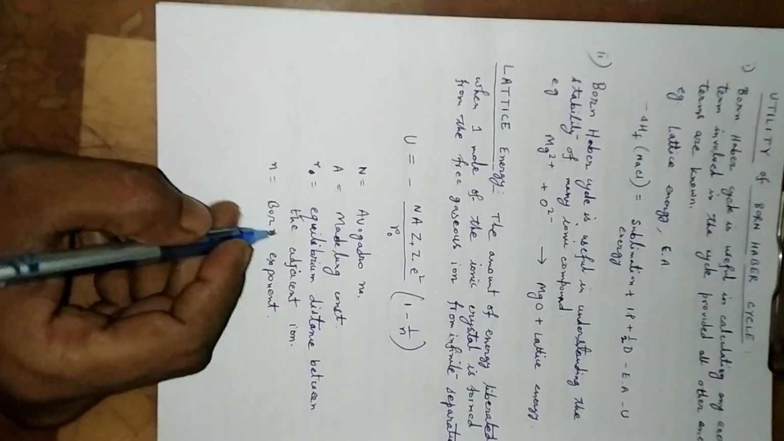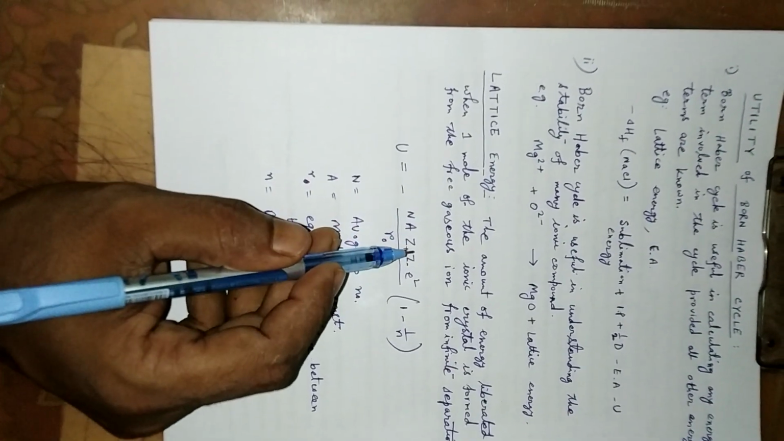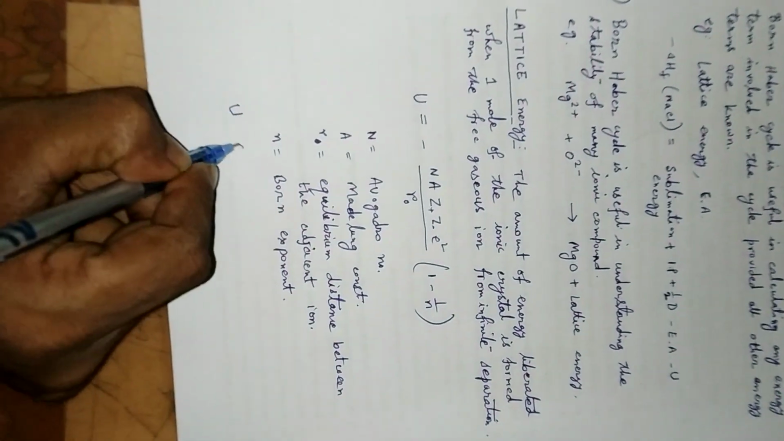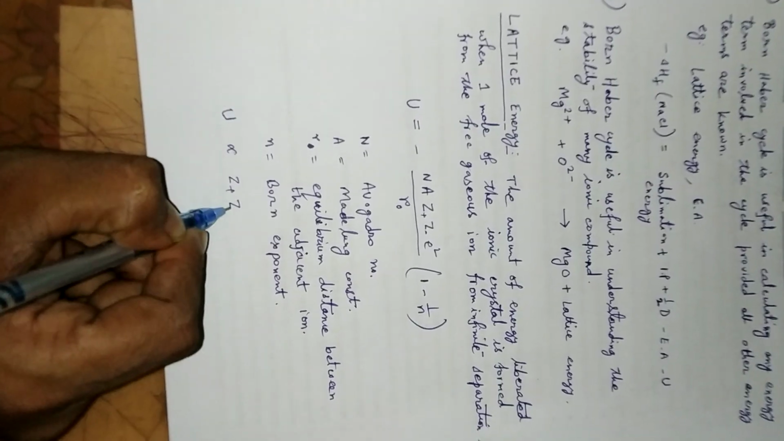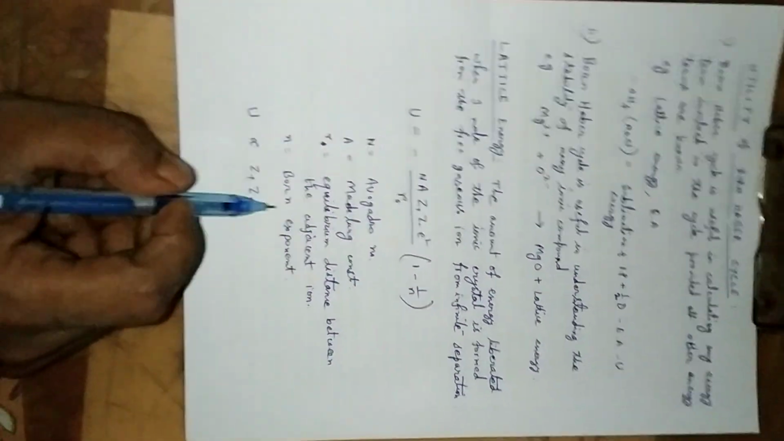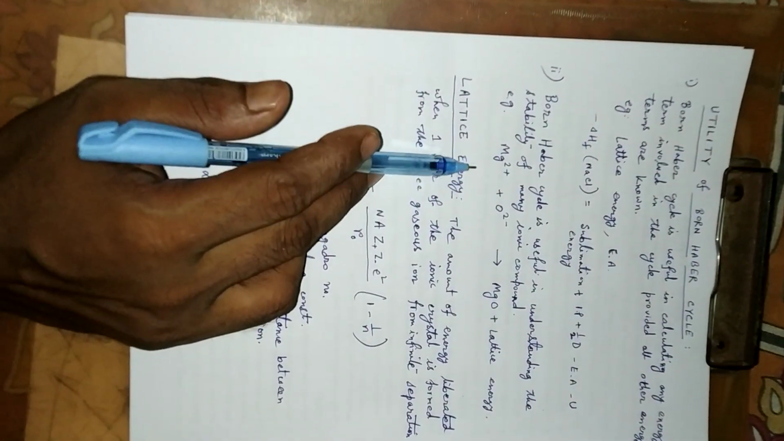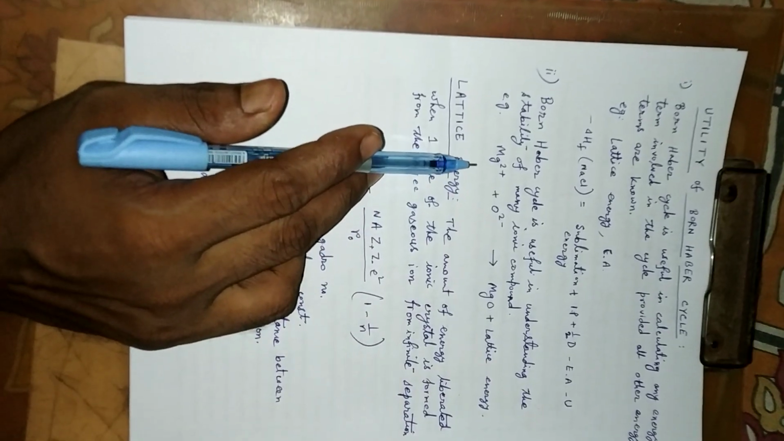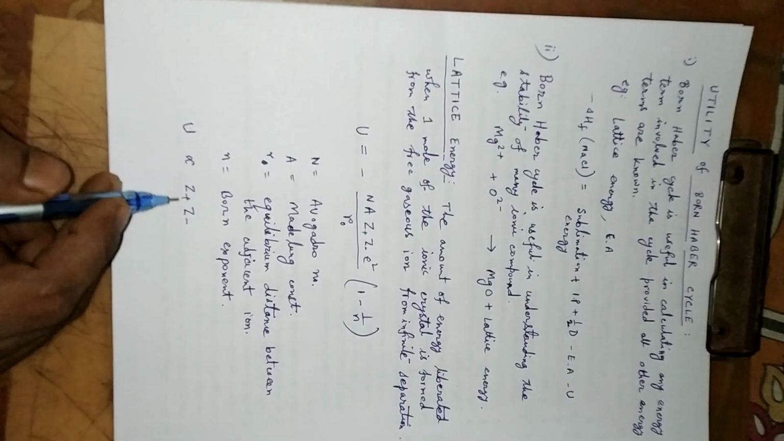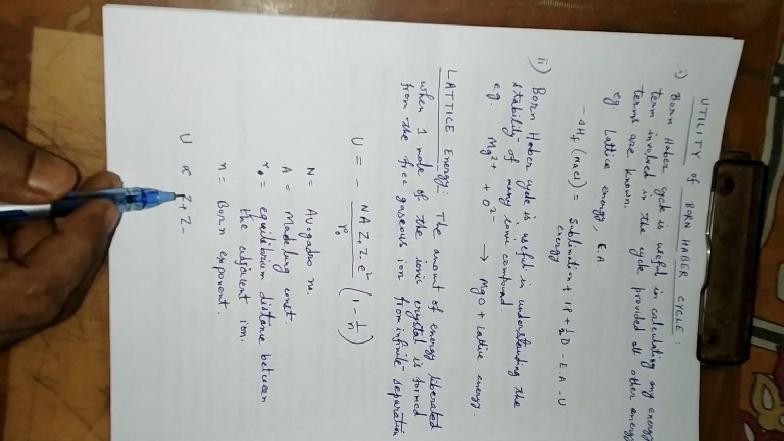So from the equation it is clear that if Z plus Z minus is high, then lattice energy will also be high. U is proportional to Z plus Z minus. If we consider the charge of the ions, for example magnesium ion and oxide ion, or aluminum ion, which will be 3 plus, and oxide ion, then if the charge of the ions, whether cation or anion, is high, the liberated lattice energy will also be high.